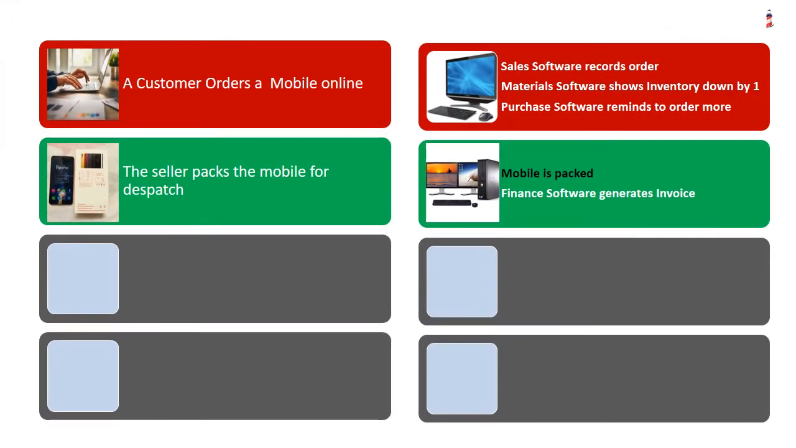The person in charge of stores picks up the mobile and packs it. He then informs the courier to collect the same for delivery to customer's address. Sales software prints the invoice for the supply. The finance software records sale and reserves the tax component to a separate account.